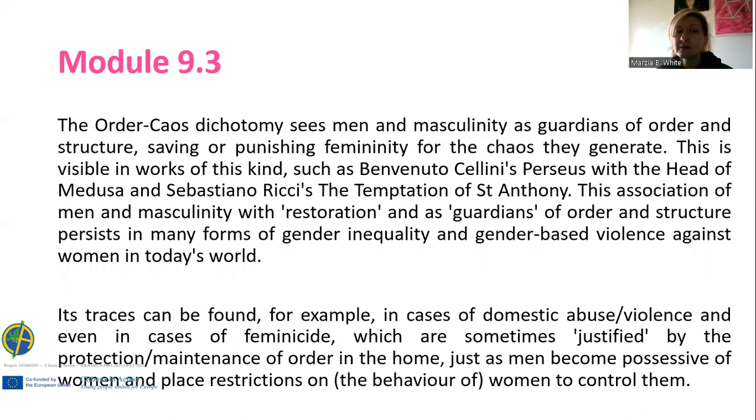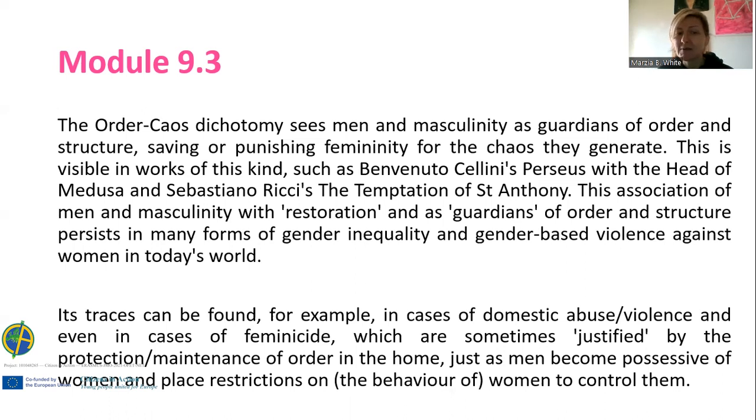The order-chaos dichotomy sees men and masculinity as guardians of order and structure, saving or punishing femininity for the chaos they generate. This is visible, as we saw before, in works such as Benvenuto Cellini's Perseus with the Head of Medusa and Sebastiano Ricci's The Temptation of St. Anthony. This association of men and masculinity with restoration and as guardians of order and structure persists in many forms of gender inequality and gender-based violence against women in today's world.